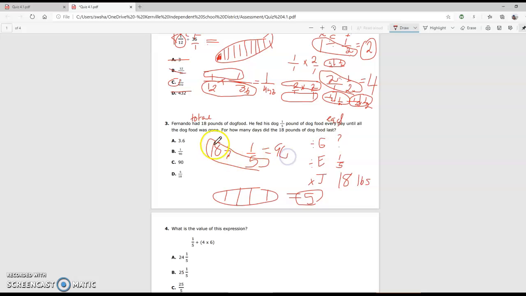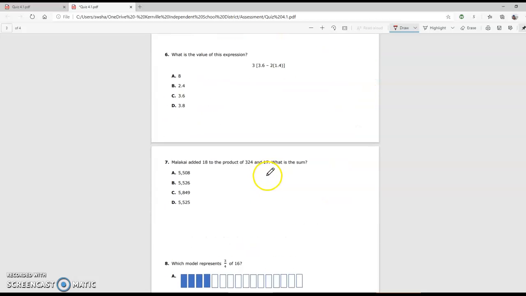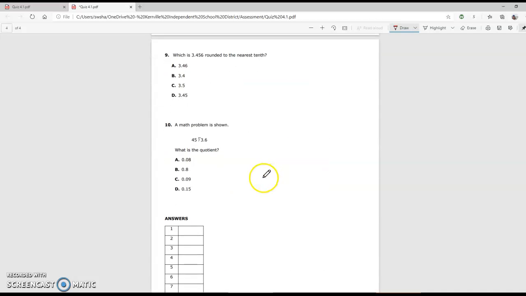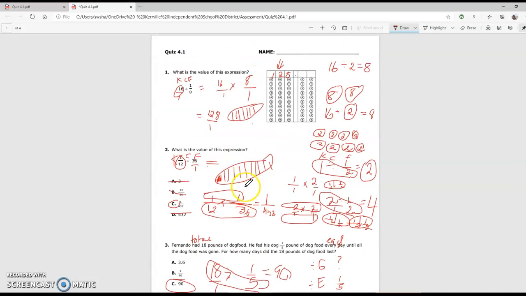Or you can say, I keep this one, I change it into multiplication, and I flip the last number. So it's like 18 times 5 is 90 days. Okay, I hope that helped with number 1, 2, and 3. Let's see, is there another one that's the same like that? No, I think that's it. Okay.